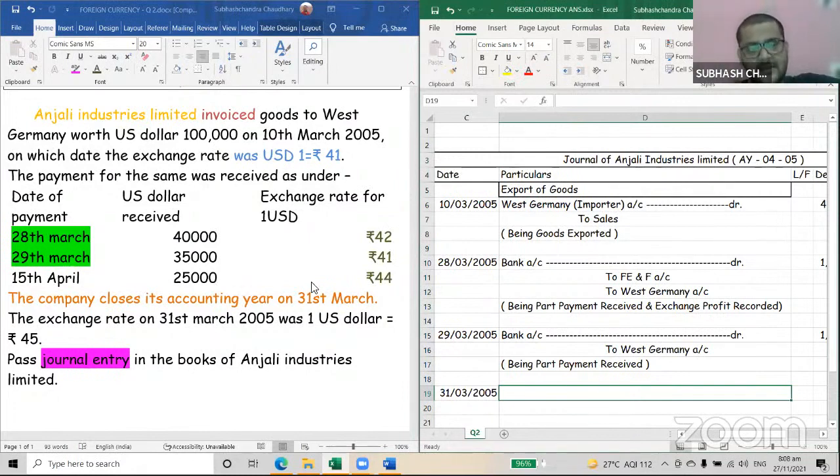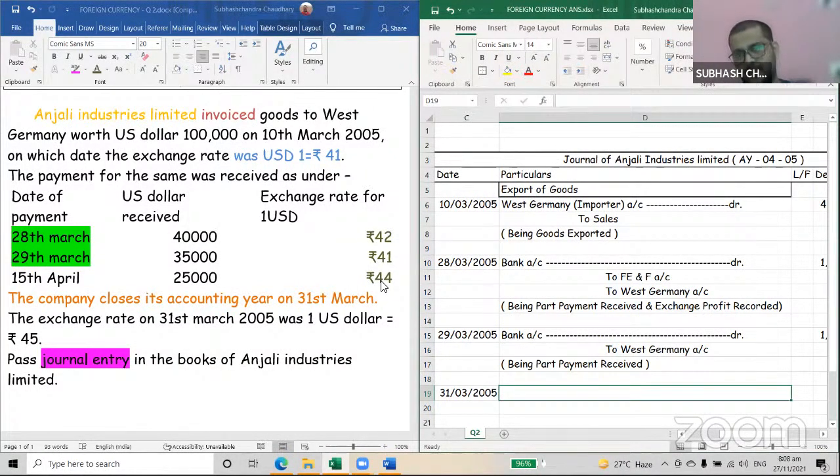So here now the rate will be 44 and the debtor is at 41. So 3 rupees we have to increase the debtor by, on the remaining amount. Are you getting my point? At the year end, whatever is the remaining balance, we have to either increase or decrease it. So here it's increasing, so the debtor will increase accordingly. The debtor has to pay more.